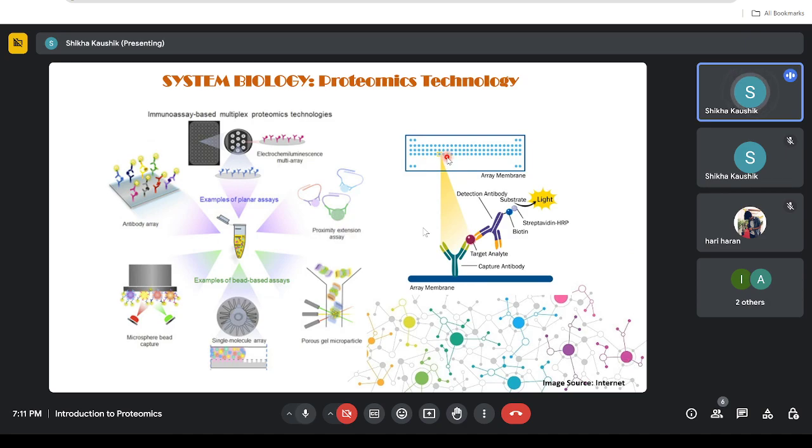So in one particular array membrane, you have a particular antibody that is capturing your target analyte. And once it is captured, it is then bound to some substrate, some fluorescent dye base, anything that can detect this particular interaction, where you have a capture antibody and you are targeting a particular analyte. So these are the techniques that you use. And once you have your captured analyte or a pool of captured analyte, you take out this particular pool and study it using proteomics.